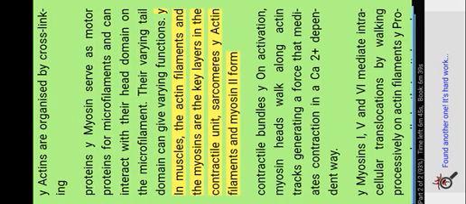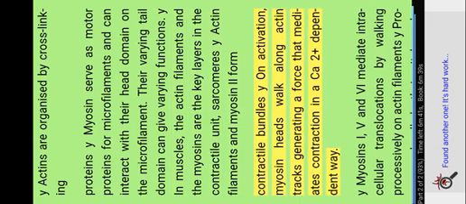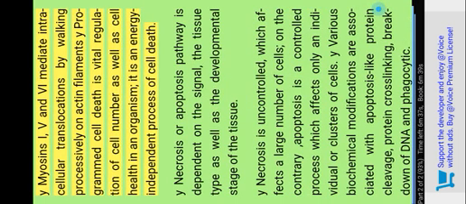Why in muscles, the actin filaments and the myosins are the key players in the contractile unit, the sarcomeres. Why actin filaments and myosin 2 form contractile bundles. Why on activation, myosin heads walk along actin tracks, generating a force that mediates contraction in a Ca2+-dependent way. Why myosins I, V, and VI mediate intracellular translocations by walking processively on actin filaments.